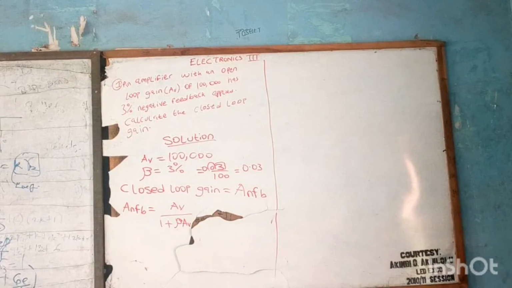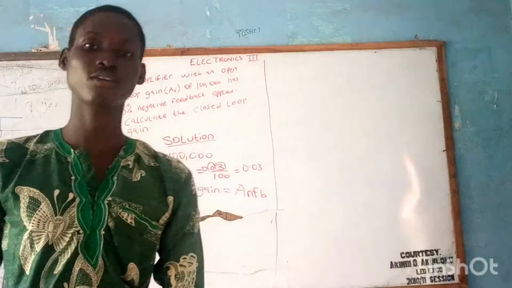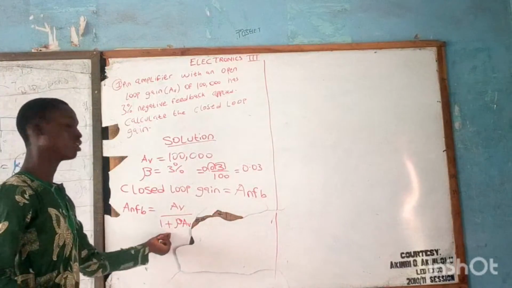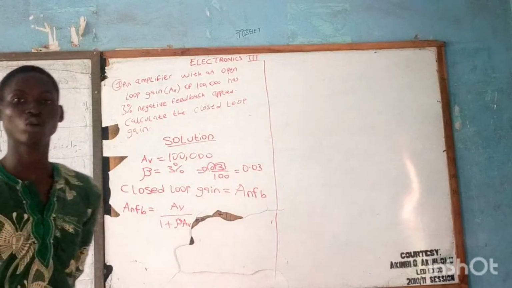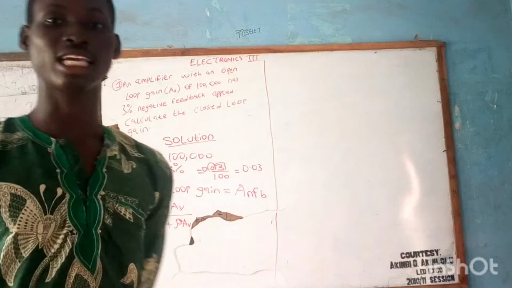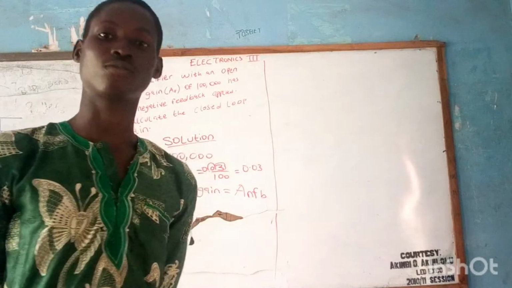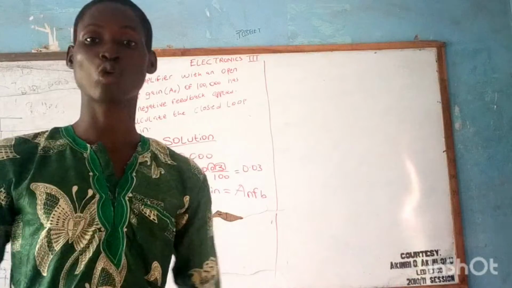Now, what about if it is for a positive feedback? If it is for a positive feedback, the sign here is going to be negative. Watch our next video where we're going to prove how we got negative feedback and how we got positive feedback with the diagrams well drawn.